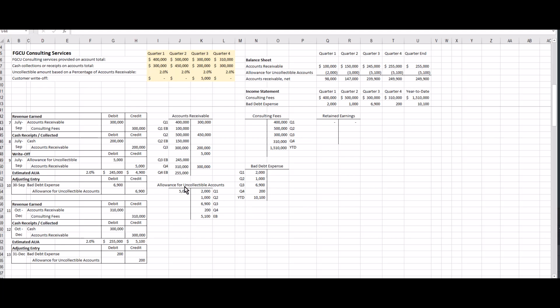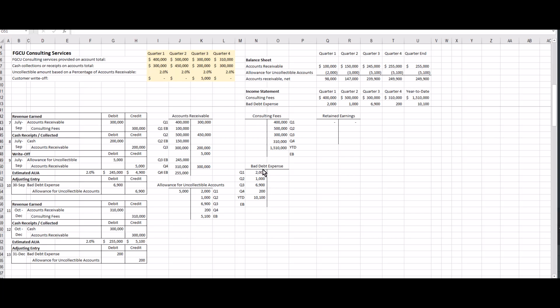Notice that the quarterly process remains the same every quarter. We record revenue. We record cash receipts. We check to see if there are any write-offs that have to take place, and then we do our adjusting entries. Know that accounts receivable and allowance for uncollectible accounts are permanent accounts, which means that their ending balance will be the beginning balance for the upcoming period.